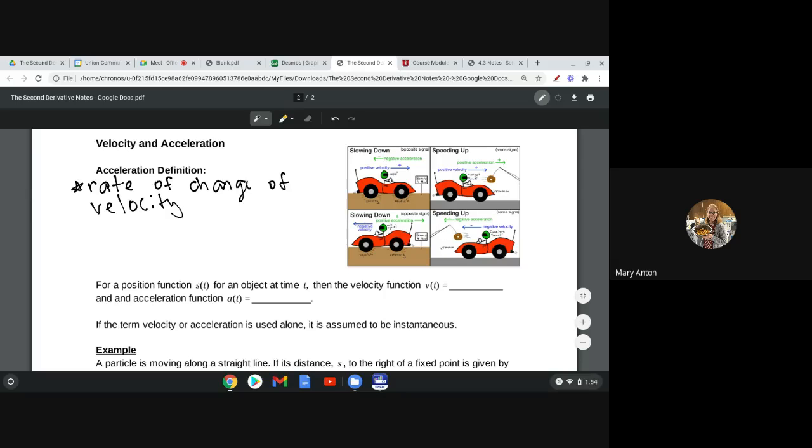Okay. How about its relation to a position function, s of t? How does the velocity function relate to our function s of t, our position function? How would you calculate a velocity function given a position function? How does velocity relate to position? Your movement.